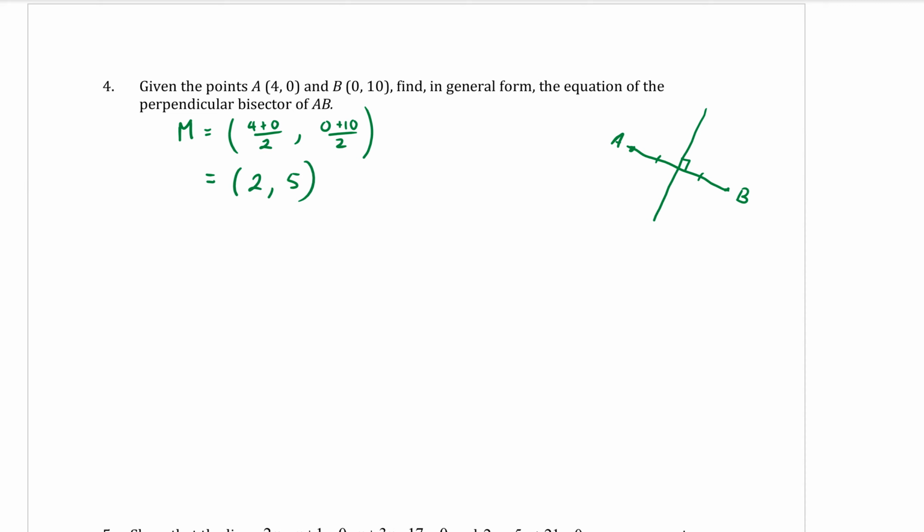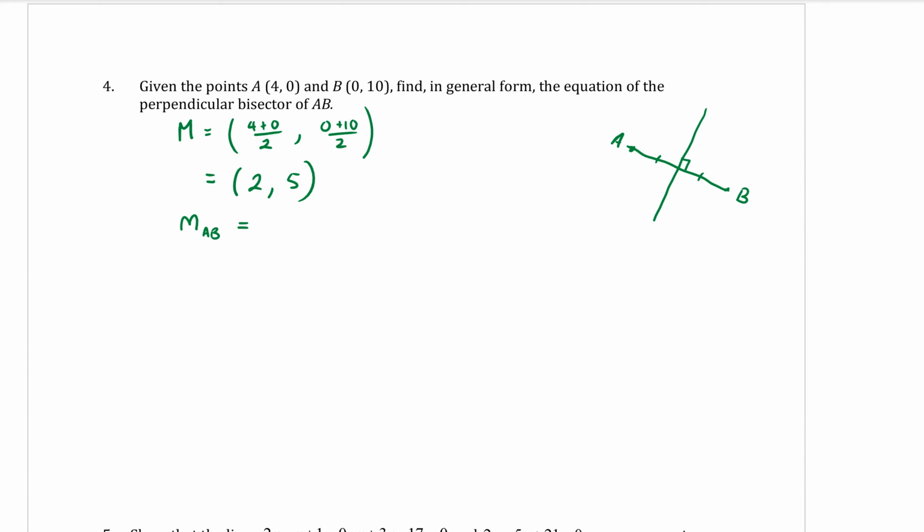We've got that part. That's going to be the point that I'm going to be able to use to find the equation. But now I need a gradient, and that's the perpendicular part that I've got to work on. First of all, I need to know the gradient that I've been given. I've got these points A and B. I need to know the gradient between those 2 points. So I'm going to call that little m of AB, because I'm finding the gradient of AB.